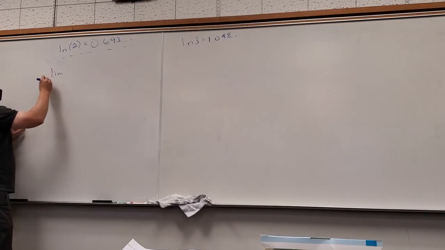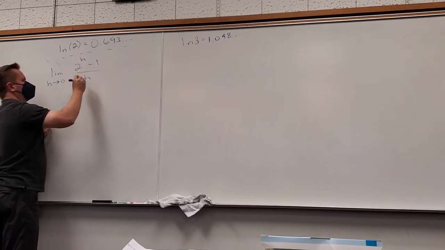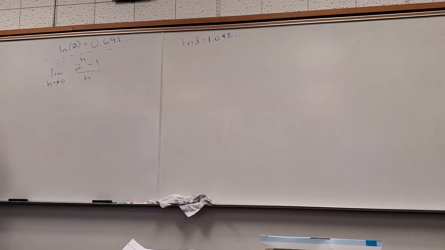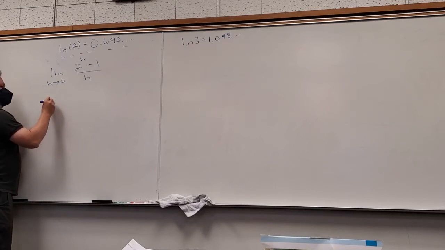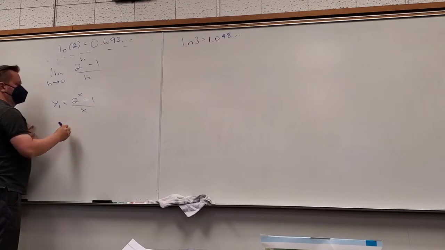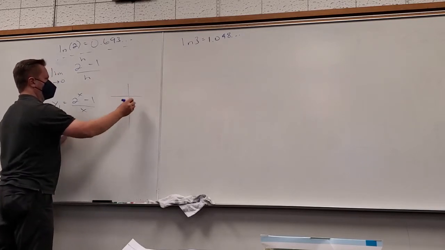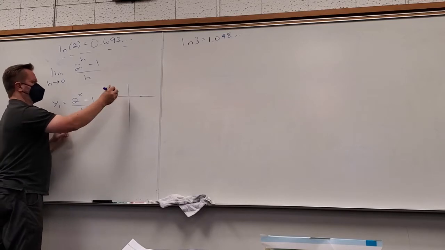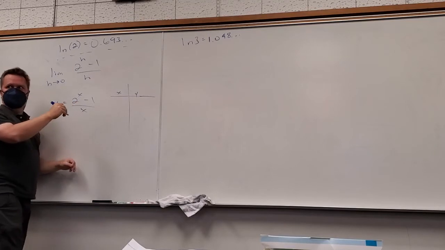Can you guys make a table to investigate this in your calculator? Can you make a table? So, just to help you out, you would put in the y1, you would put (2 to the x minus 1) over x, right? And then you would just make a table getting closer to what? So for example, maybe I could start at.